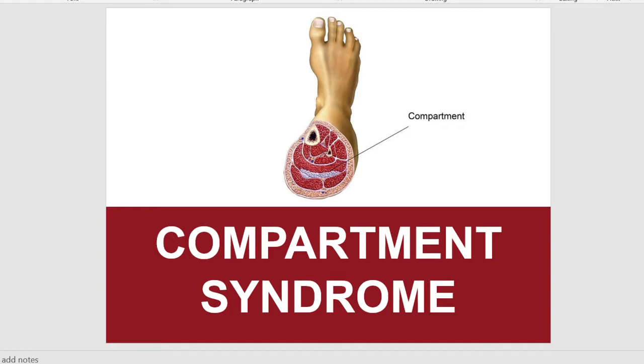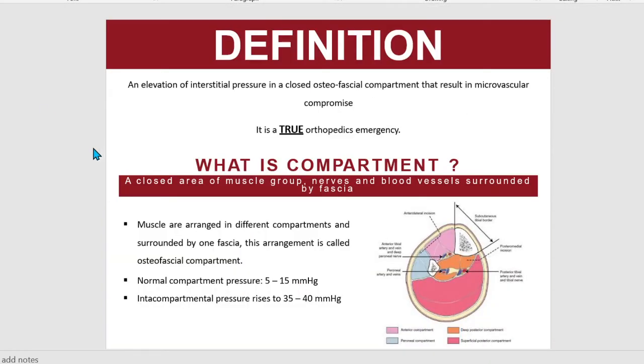Compartment syndrome is an elevation of interstitial pressure in a closed fascial compartment that results in microvascular compromise. It is an orthopedic emergency. When you say orthopedic emergency, you need to attend to it immediately because if not, the foot will suffer from ischemia and later on maybe gangrene and eventually lead to necrosis, which will result in amputation.